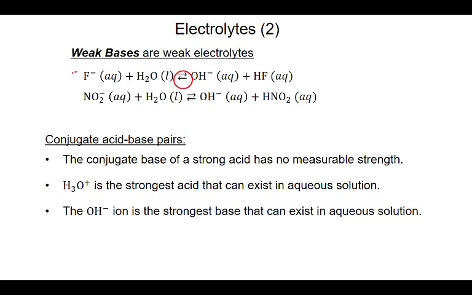These are the weak bases here. When they dissolve in water, they do not dissociate 100%, so they are weak bases. Now some conclusions here. First, the hydronium ion, or simply the hydrogen ion, is the strongest acid, and the hydroxyl ion is the strongest base. This is a common thing. And the conjugate base of a strong acid has no measurable strength.